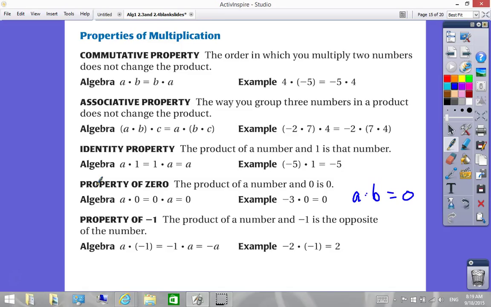You multiply by 0. So that's how we end up solving more complicated algebra equations, is that we use the property of 0. We would start with something like this and say that means that either a equals 0 or b equals 0. And we solve those smaller equations.